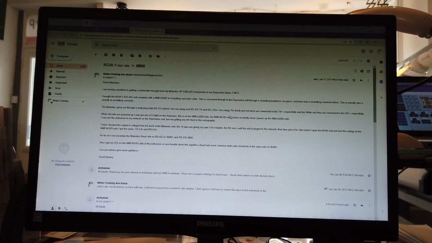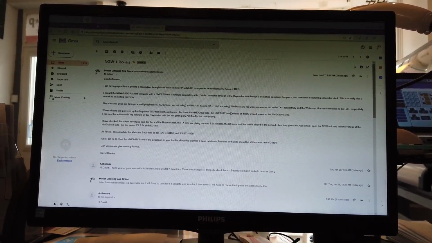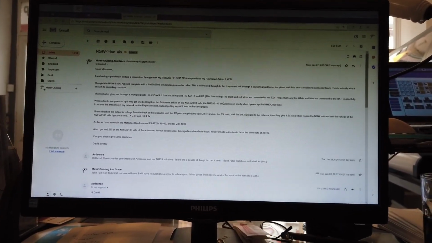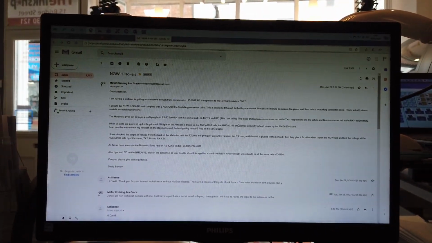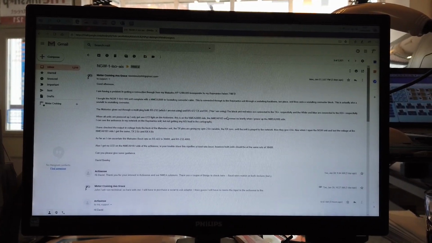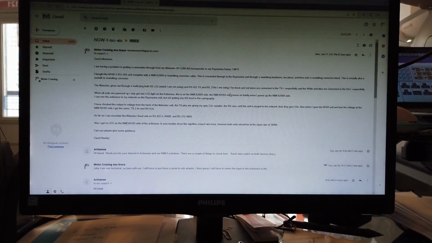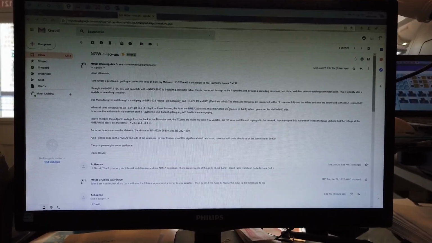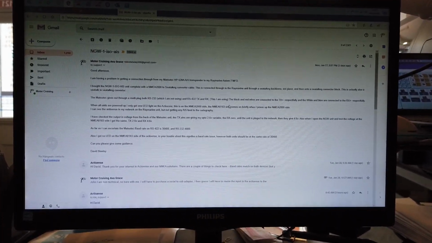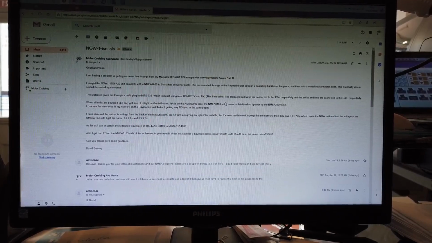So I made contact with Actisense through their support. I sent an email to say that I bought an NGW-1 AIS unit. We're running it through a NMEA 2000 to SeaTalk NG converter, and that's connected to the Raymarine unit through a SeaTalk backbone.